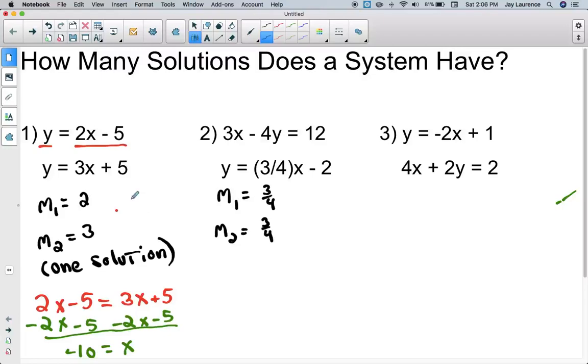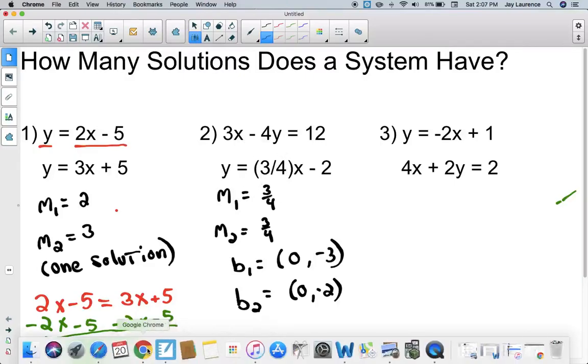How do we know which one's which? Well, let's check the y-intercepts. I know the y-intercept of the second equation is pretty obvious. That's (0, -2), right? The y-intercept of the top equation is going to be (0, -3). Since they have the same slopes, but they go through the y-axis in different places, they must be different lines, and therefore they're parallel. 3x minus 4y equals 12.